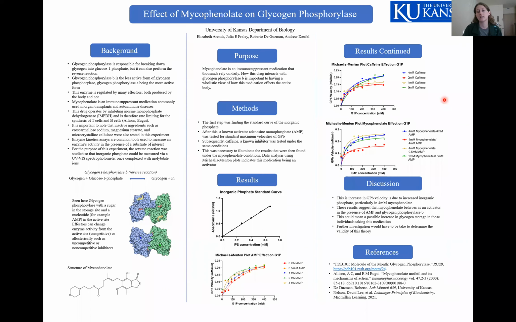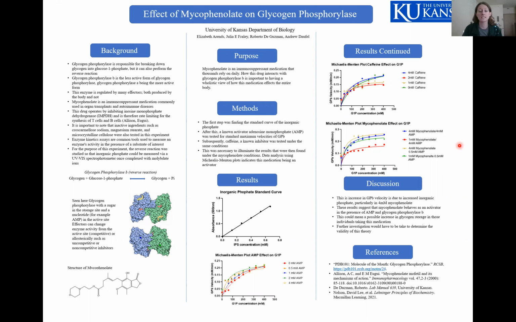Thankfully, it seems like we got some pretty clear data. The 2 highest concentrations of mycophenolate, as you can see here, are highest in this graph with the highest velocity for the concentrations that we were measuring. And so it seemed to us that mycophenolate is an activator of glycogen phosphorylase via this investigation that we've done.